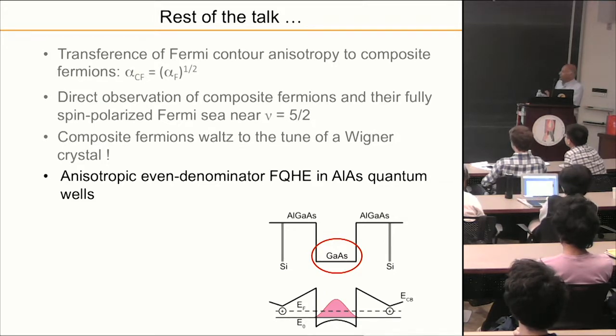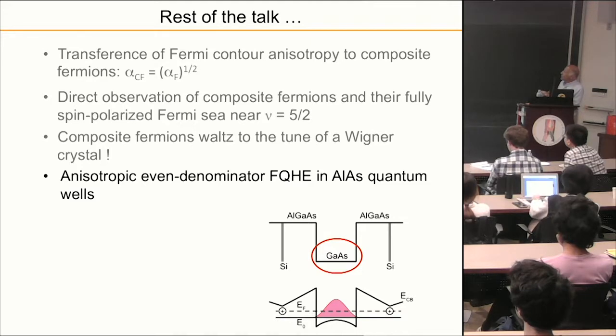I'm going to go to the last topic of the talk. And this is anisotropic even denominator fractional quantum Hall states in aluminum arsenide quantum wells. So I told you at the very beginning, I'll show you data for different systems. Remember, this was 2D holes. This was 2D electrons, bilayer. Sorry, I guess I reversed the order here. This is 2D electrons, near 5/2, single layer.